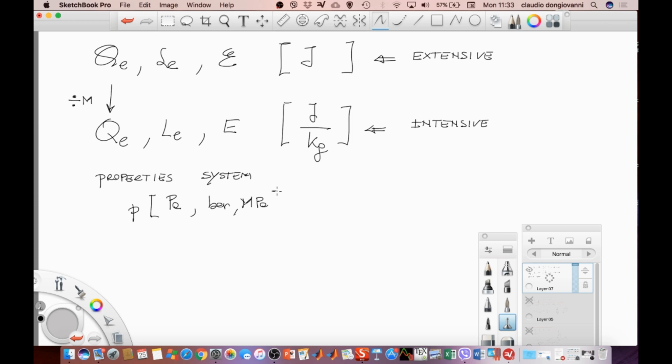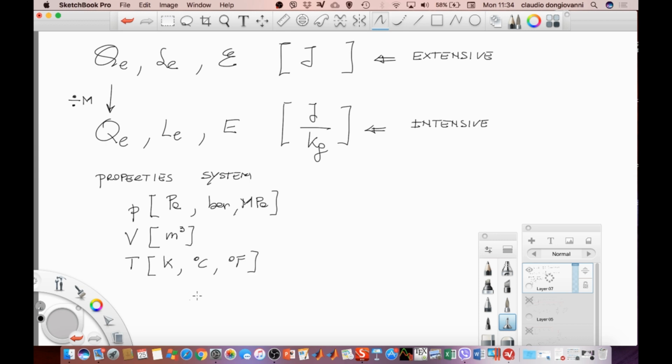Another quantity? Volume? Unit of measurement? No, volume is cubic meter, nothing else. Temperature? Unit of measurement? Celsius degree or Fahrenheit degree, etc.